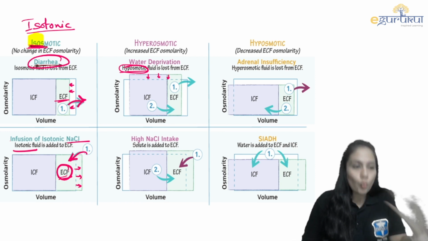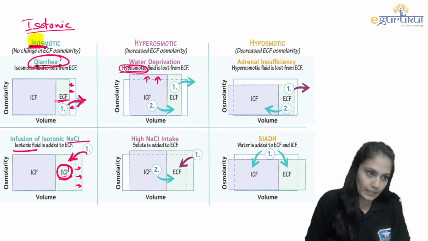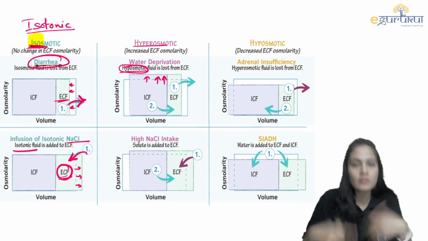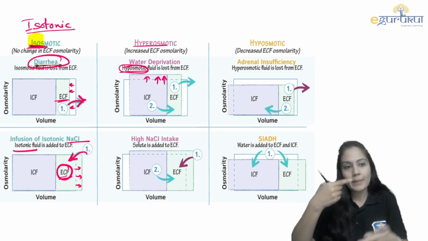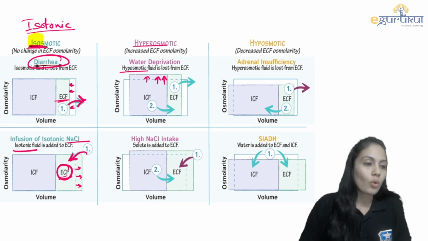If we lost water, then what is going to happen? Obviously, the osmolarity will increase. The reverse condition is given over here. That is, the condition they showed is hyperosmotic, not the hyperosmotic loss. So the opposite thing is given over here. So the condition is going to be hyperosmotic.